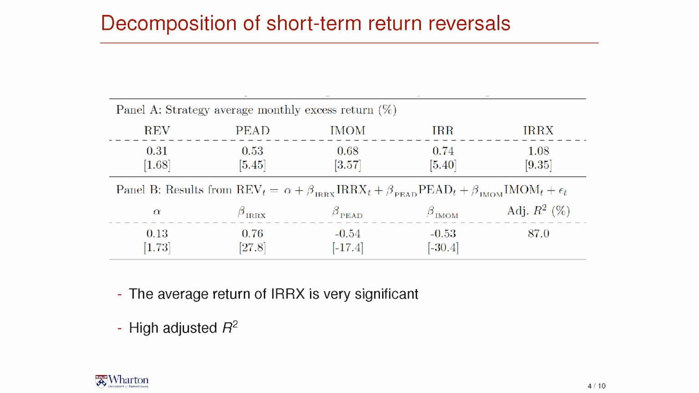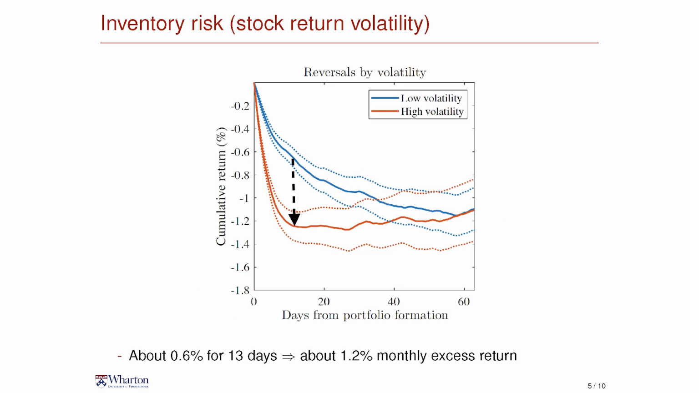They look at the stocks with high volatility and the stocks with low volatility. To interpret this cross-sectional variation, they use stock return volatility as a proxy for the inventory risk the market maker or liquidity supplier must bear. Right? If the inventory risk is higher, they require higher returns to provide this liquidity. So you can see the right curve representing the stocks with high volatility. You can see this reversal is faster and much more dramatic.